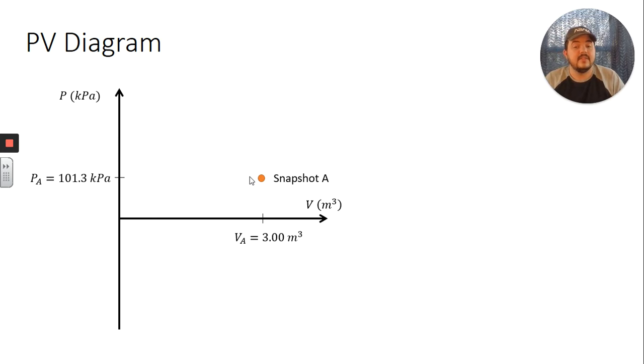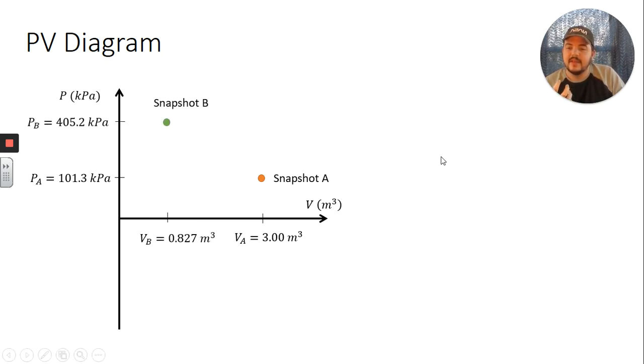Well, I guess not everything. The things that are missing are temperature and how much gas is there. But there's a lot of information on this graph here. Snapshot B was at a lower volume, so it's going to be to the left on the horizontal axis. And it was at a higher pressure, so it's going to be higher up on the vertical axis, something like that. Volume B is 0.827 cubic meters, and the pressure is 4 atmospheres or 405.2 kilopascals.